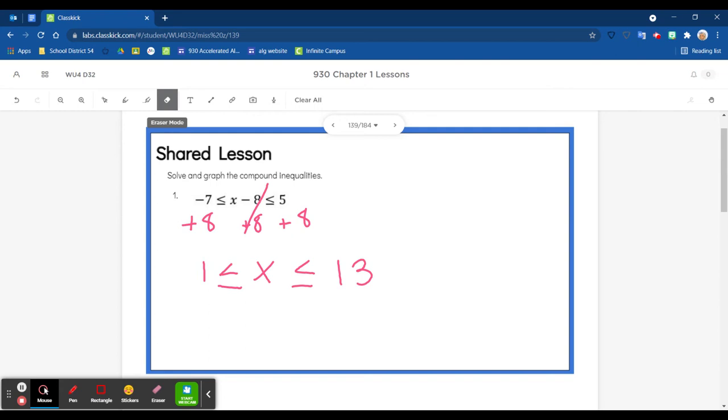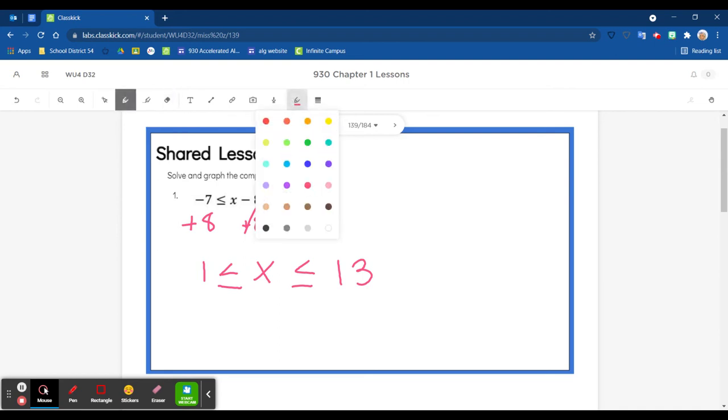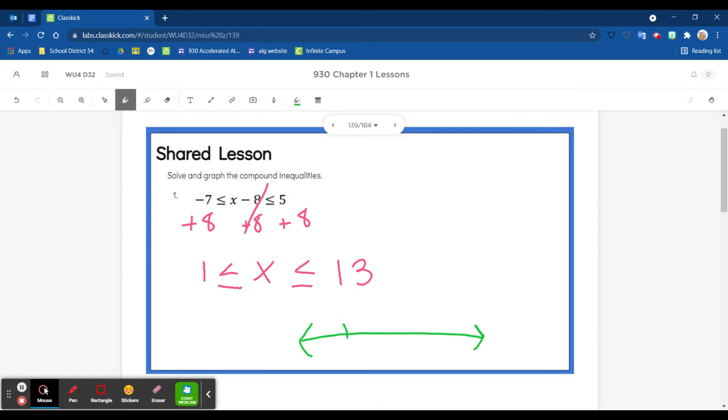So now that I have 1 is less than or equal to x, which is less than or equal to 13, I'm going to go ahead and draw my number line. I'm going to put 1 in there, and then I'll put 13. And we could put any number in the middle. We could say like 7.